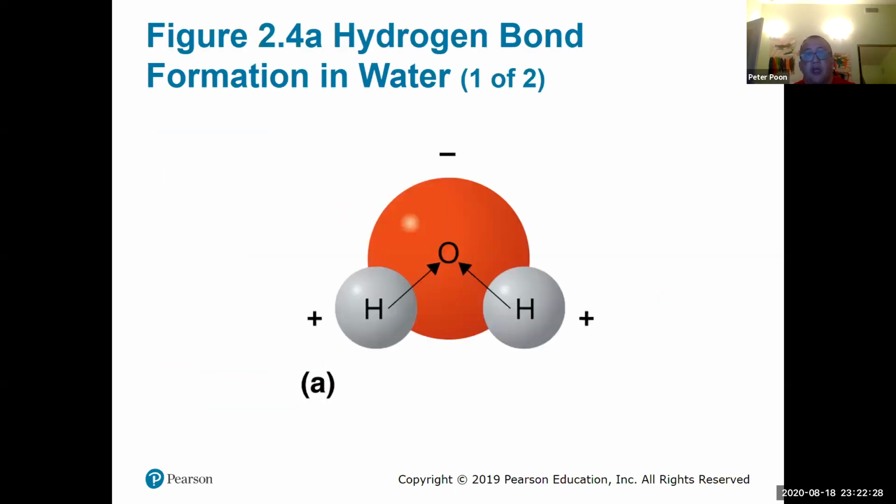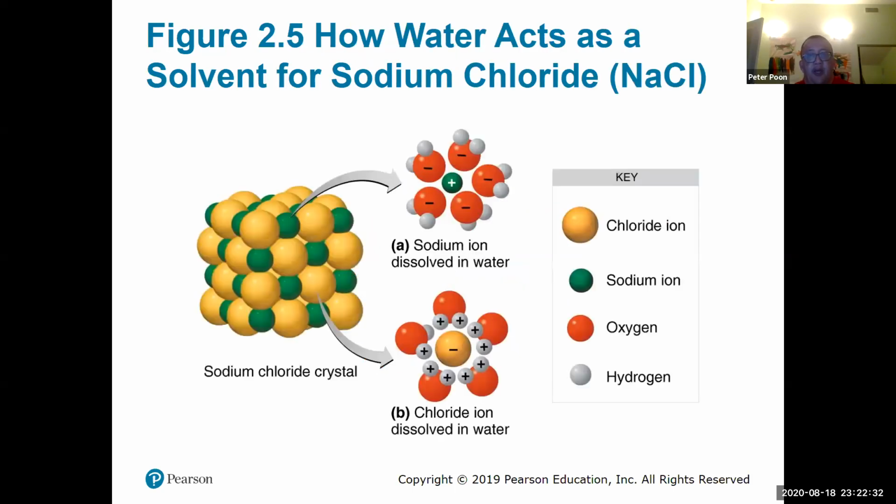Okay, so this is the water molecule. This is the hydrogen bond. This is what happens when you actually add salt to water. The sodium and chloride no longer stick together, and so they dissolve. These are called solvent shells around each ion.